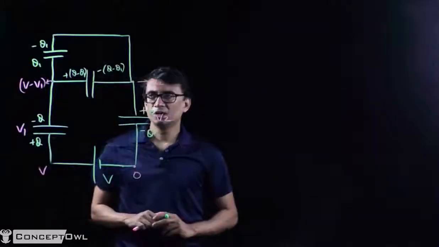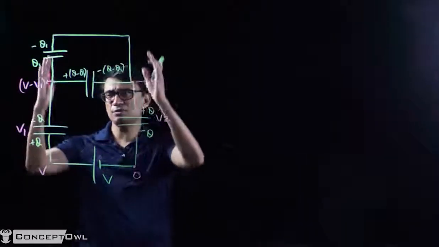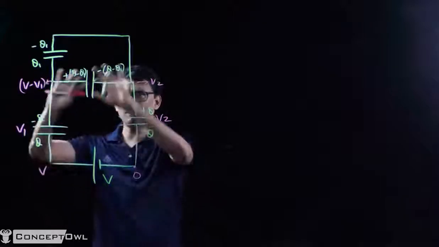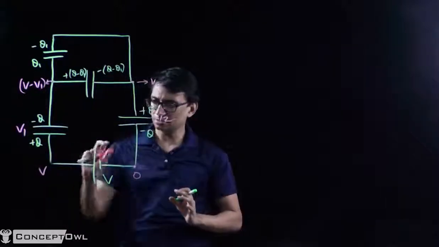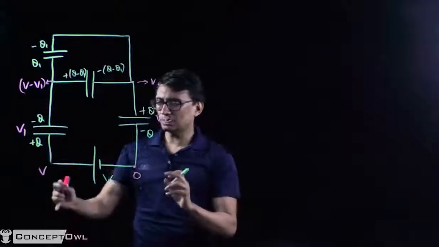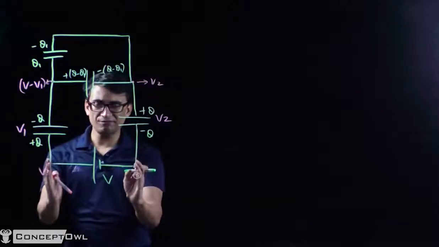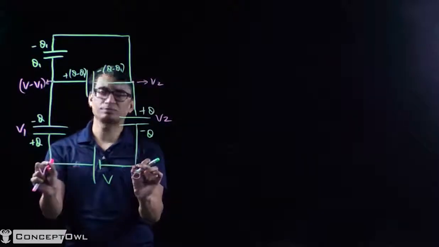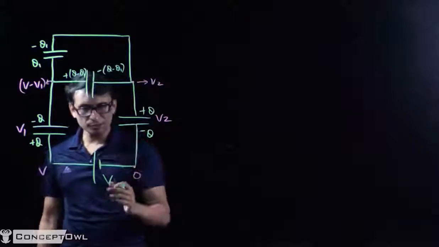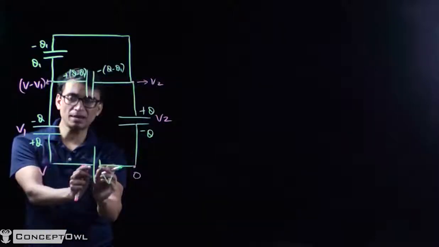Hi guys. So in a previous video, I gave you this circuit which consists of a bunch of capacitors, and there is a battery here. The question was, what is the effective capacitance between these 2 points? Just to recollect, let's say I connect those 2 points to a battery.